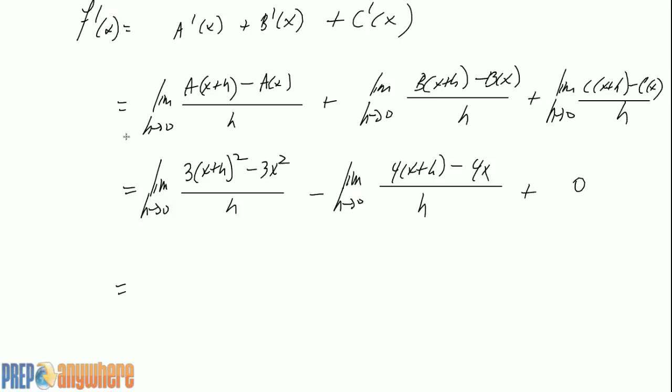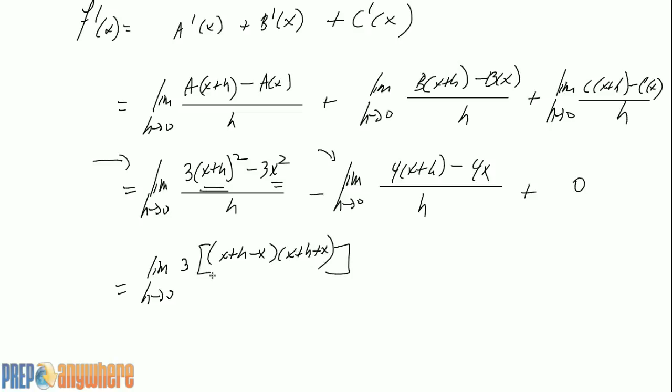So notice how easy it is to do these individual limits rather than when they're all together. Okay, so this is a very simple case of difference of squares. So let's factor it by first factoring out 3, right? And difference of squares factoring with x plus h squared and x squared. So we get x plus h minus x times x plus h plus x. Here again, factor out 4, we get x plus h minus x.